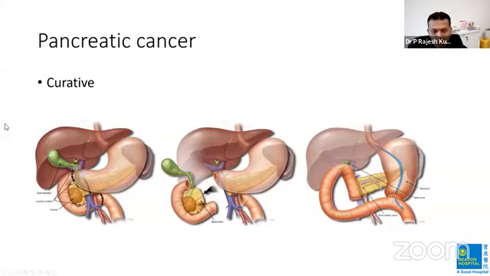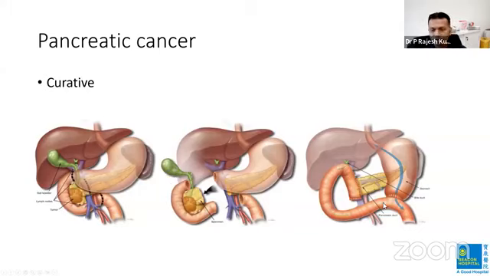Unfortunately, most pancreatic cancers are picked up late. So for instance, can you see this mass here? That is the cancer. In order to give a curative resection, they have to cut this whole segment of the pancreatic cancer, the small bowel, and the gallbladder, and then connect the rest of the systems together.